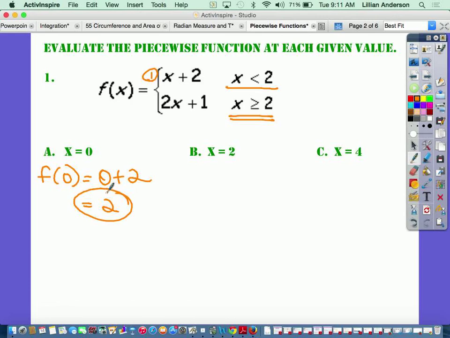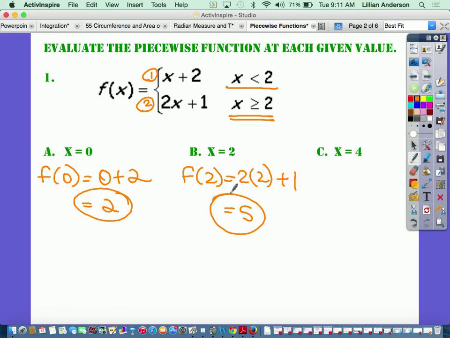There's your function. X equals 2. Is that my first function or my second function? Second, because x is equal to 2 on your second function. So when you evaluate it, you plug it into the second function. 2 times 2 plus 1 is 5.